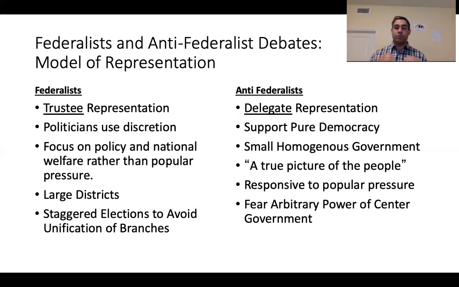These delegates support pure democracy, local democracy, that is a true picture of the people. They have a vision where the best way to make decisions is through small, more intimate, homogeneous governments where people are alike within a given region. So smaller geographic districts, smaller electoral districts, which reflect the true wishes of people within that community. And almost by definition here, they are going to be fearful of the arbitrary power of a stronger national government because they're worried about diffuse government.